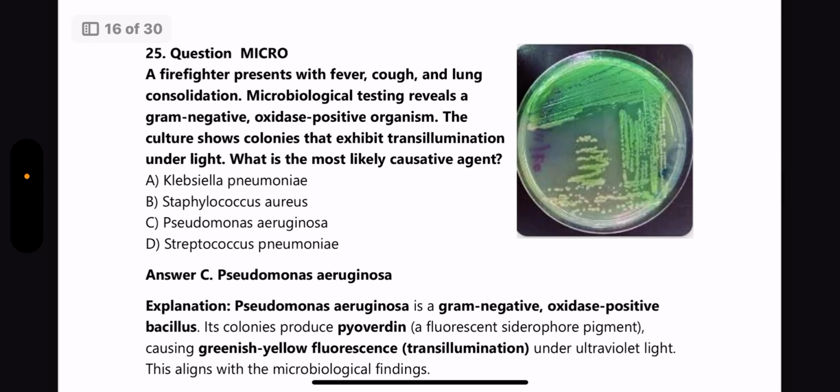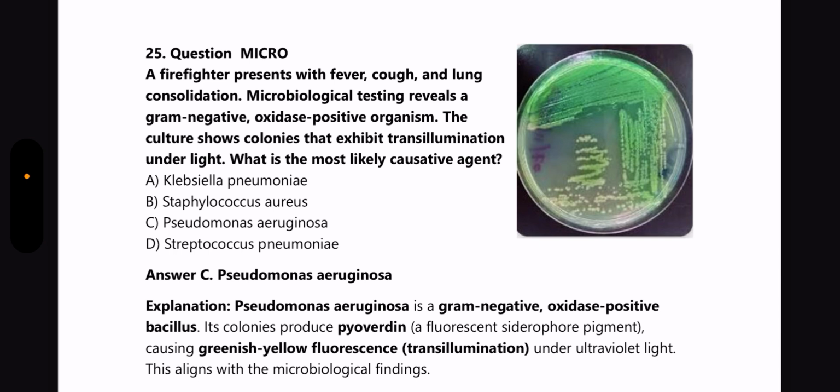Next question is from Micro. A firefighter presents with fever, cough, and lung consolidation. Microbiological testing reveals a gram-negative oxidase-positive organism. Culture shows colonies that exhibit trans-illumination under light. Most likely causative agent is, answer, Pseudomonas aeruginosa.